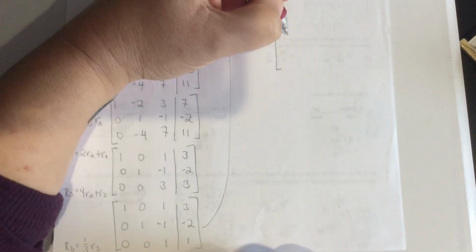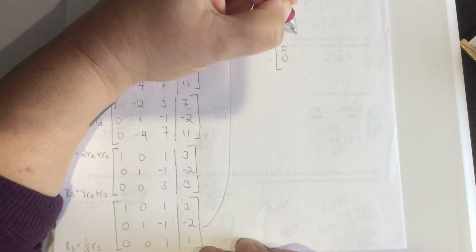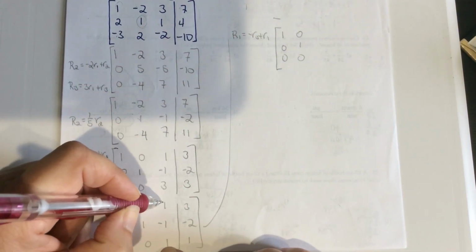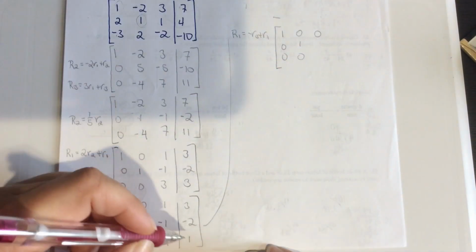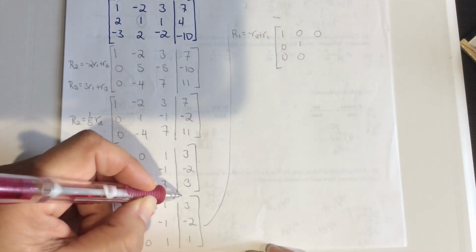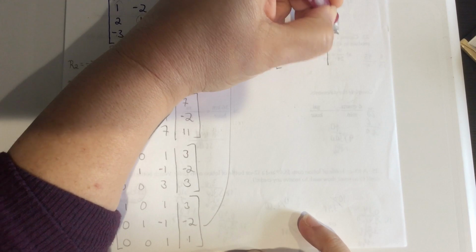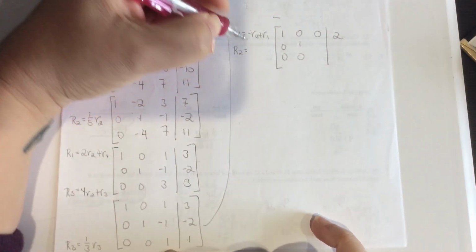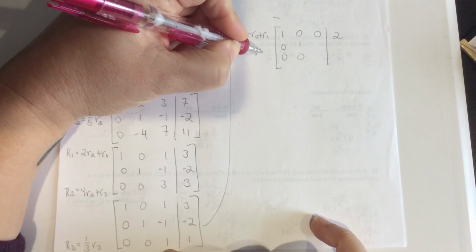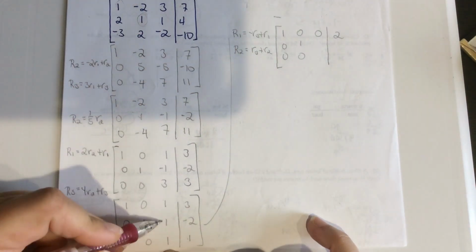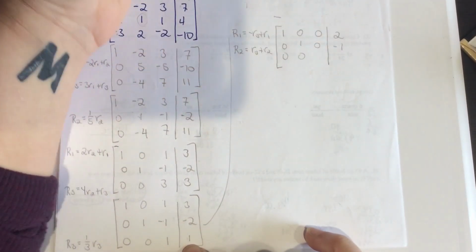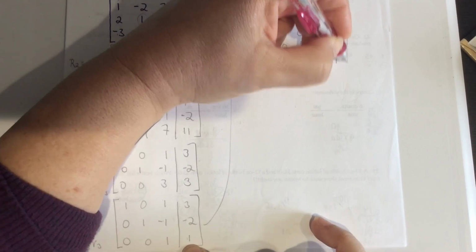So all of this stuff is going to stay the same. I'm going to do a negative times this plus this. Negative times this plus this. Okay. And then my new row 2 is going to just be row 3 plus row 2. These will make 0. So when I add all of these together, that's going to be 0. That's going to be -1. And I'm not doing anything to this.